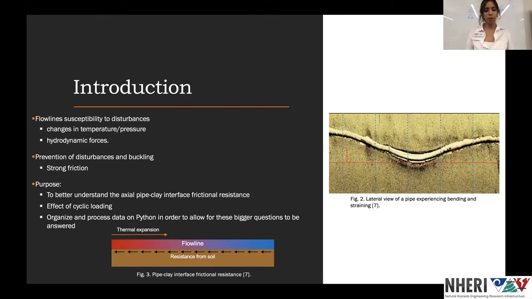So how can we improve or prevent such disturbances to a flow line pipe design? We can consider the resistance that is experienced at the interface between the pipe and the clay. And the stronger this resistance is, the more reliable the placement of the pipe will be. So if this friction were to be better understood, it could save a lot of time and money.